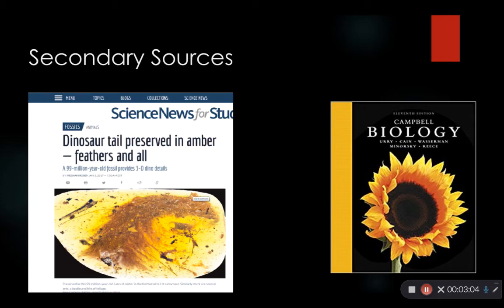Now, can you use these pieces of information to learn? Absolutely. Can you cite these types of information when you write a lab report? Absolutely. But what you need to do is to use a combination of these secondary sources and primary sources when you're writing your paper and when you're trying to learn more about a particular topic.